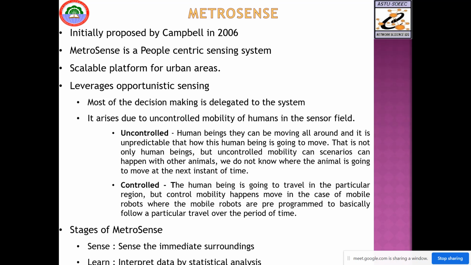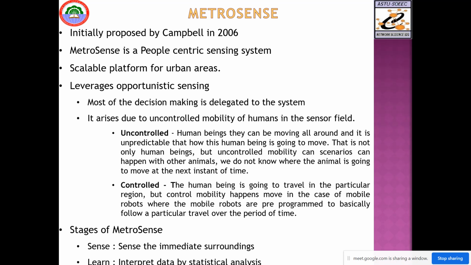In the case of controlled, everything is pre-planned. According to the planning, the nodes have to be moved from one location to another location. So this is one MetroSense project they initially used for pre-planning as well as planned things. But in this, there are two stages of that particular project.